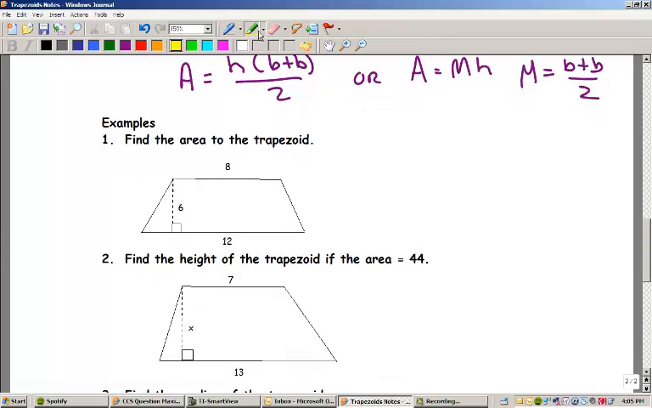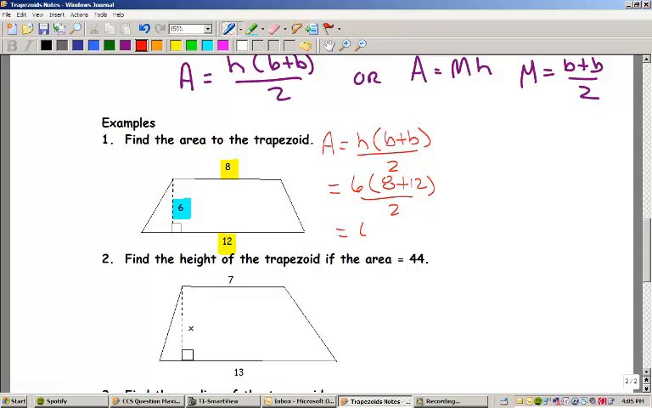All right, first question, find the area. What information is given to me? I see I have my bases. I see I have the height. I'm going to use this formula here. So I'm going to start off with A is equal to H times (B plus B) all over 2 and plug in what I know. The height is 6. My bases are 8 and 12. And then that's going to be over 2. So I end up with 6 times (8 plus 12), which is 20, divided by 2. So I end up with 120 divided by 2, which is 60. We are still talking area, so it should be units squared.